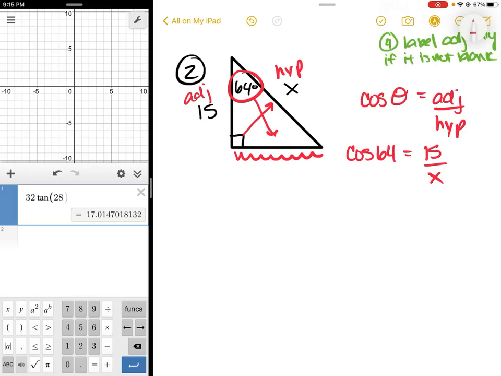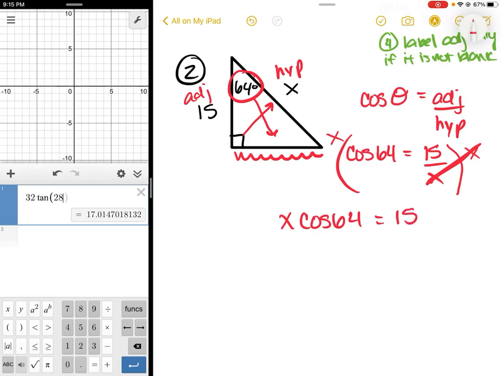I told you, I don't care where your x is. Your x can be on top, x can be on bottom. You can never multiply by the numerator. You always have to multiply by the denominator to get rid of a fraction. So we're going to multiply by x on both sides. That cancels my x out over here. Now I have x cosine of 64 equals 15.